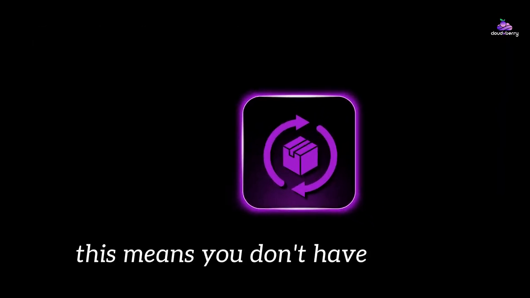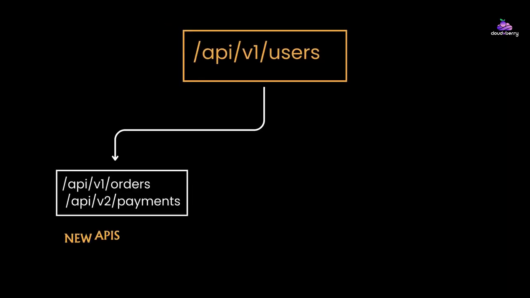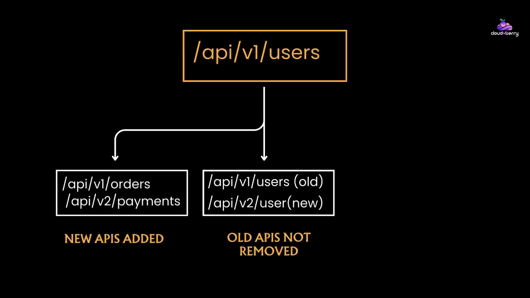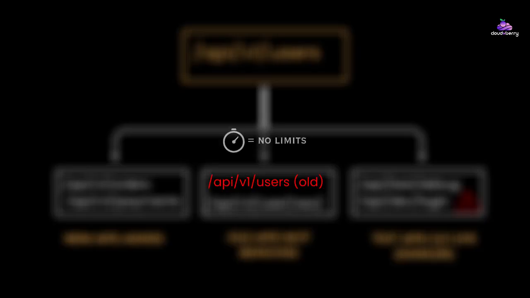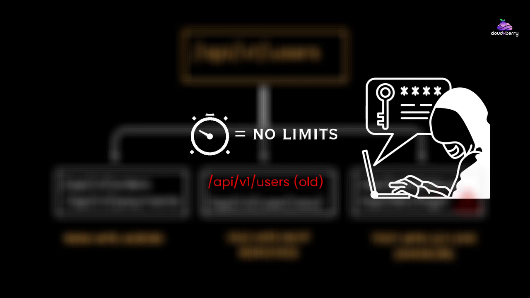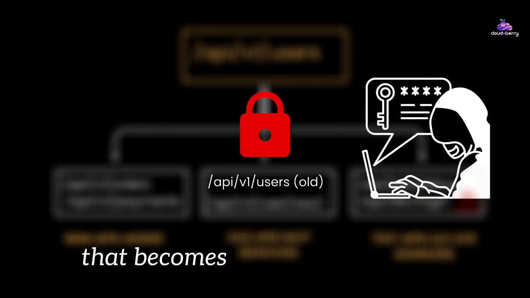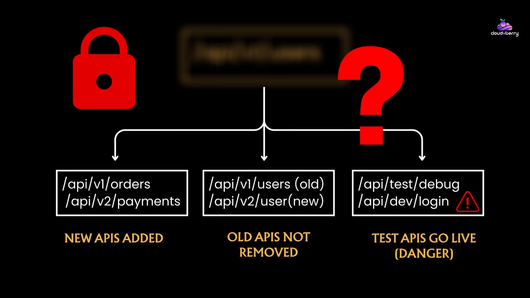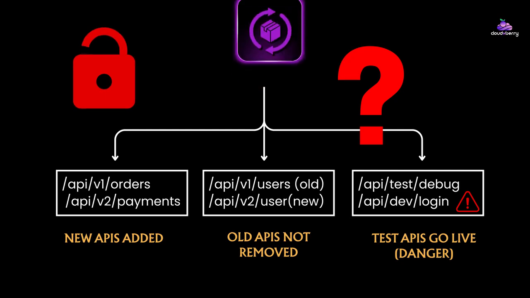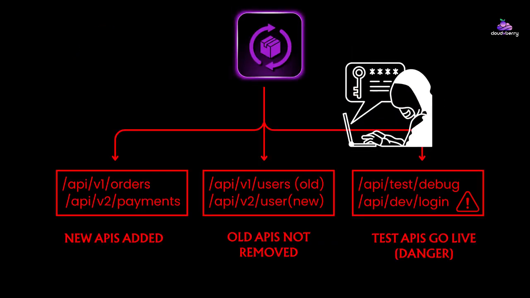Next is no API inventory. This means you don't have a clear record of all the APIs in your system. Over time, new APIs get added, old ones are not removed, test APIs might go live. Now imagine one old API that has no rate limiting. That's all attackers need. Or one old API that has no proper security. That becomes an easy entry point. If you don't know what APIs exist, you can't secure them. So always maintain a proper inventory of your APIs, because unknown APIs are often the easiest way in for attackers.